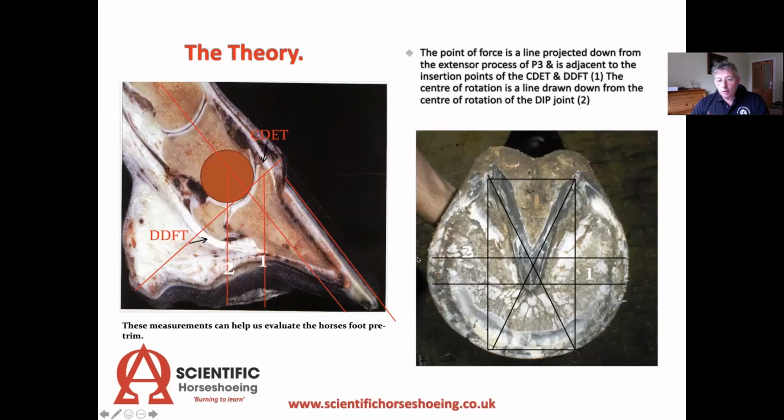And to mark them on the foot using our anatomical landmarks, the point of force is approximately 5 millimeters behind the true point of frog once we've exfoliated the sole and we've found it. And the center of rotation is in line with the widest part of the foot. These measurements can help us to evaluate the horse's foot pre-trim.